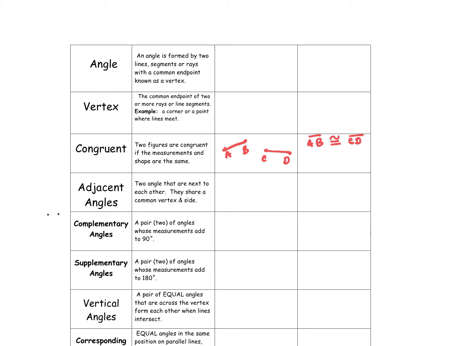We could do the same thing with angles. We could say the measurement of angle 1 is congruent to the measurement of angle 2.